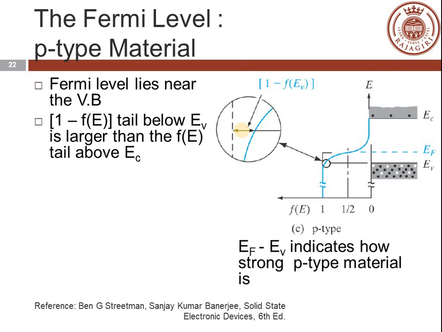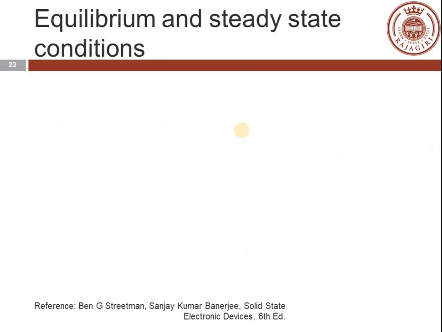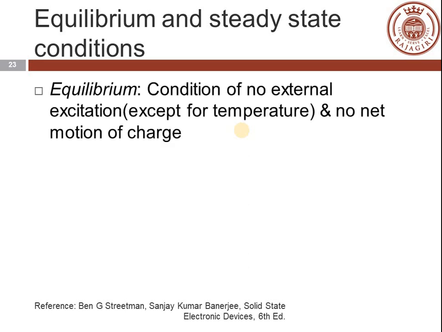Now we are going to deal with the concepts of equilibrium and steady state conditions. Equilibrium condition means it's the condition in which there is no external excitation other than temperature and there is no net motion of charge. That means there is no motion of electrons and holes. You are not applying any sort of excitation other than the temperature. This temperature also should be constant.